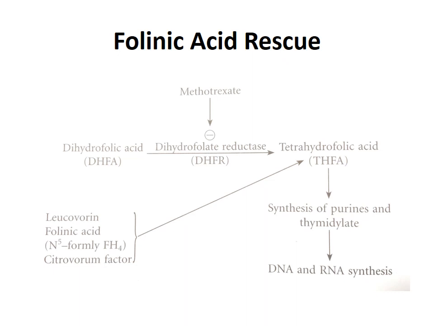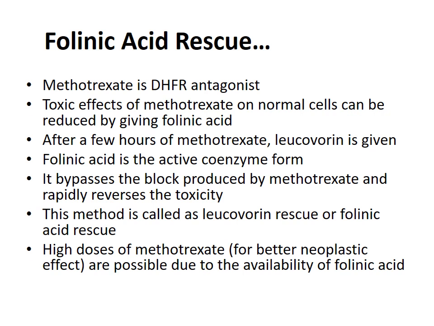Now if we give folinic acid or leucovorin or citrovorum factor, this bypasses this block. So it directly provides tetrahydrofolic acid and there is direct synthesis of purine and thymidylate. And ultimately it helps in DNA and RNA synthesis. To put it in text, methotrexate is a dihydrofolate reductase antagonist. The toxic effects of methotrexate on normal cells can be reduced by giving folinic acid.